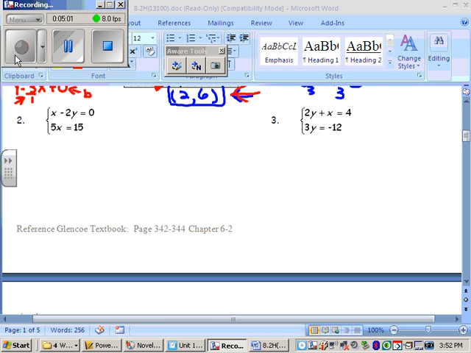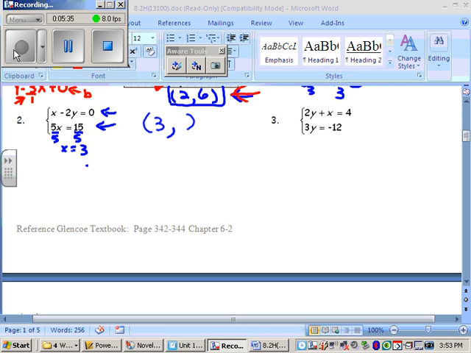In example 2, again, you want to first look for an equation that is either solved for x or y. Notice in these two equations, neither equation is solved for x or y. But it would be very easy to solve the second equation for x simply by dividing both sides by 5, which would tell us that x is 3. So if we know that x is 3, we know half of our answer.